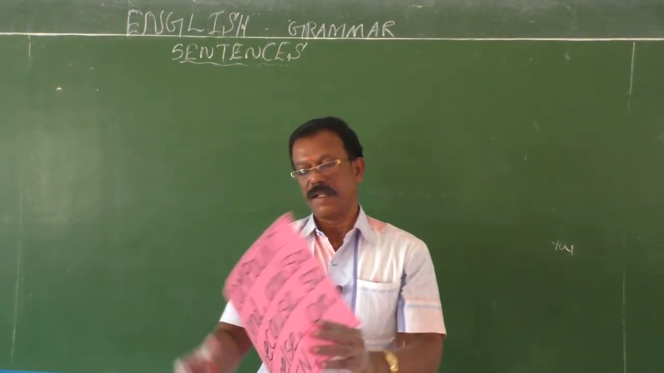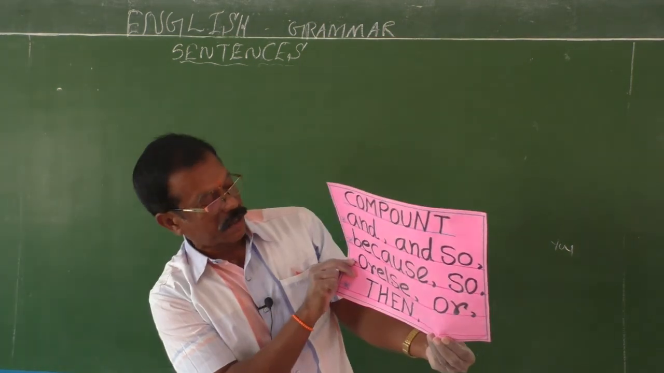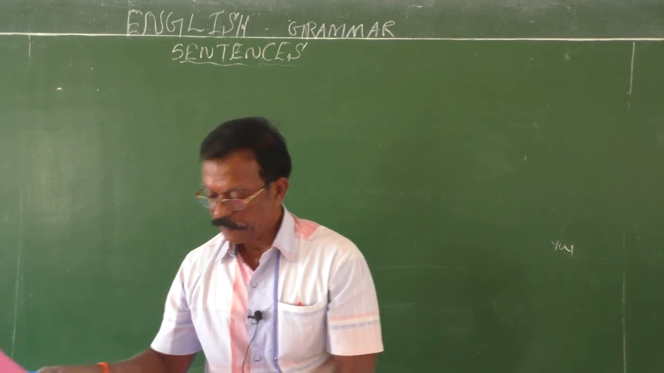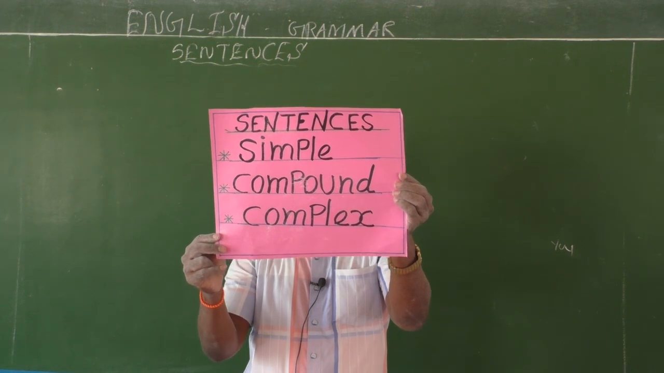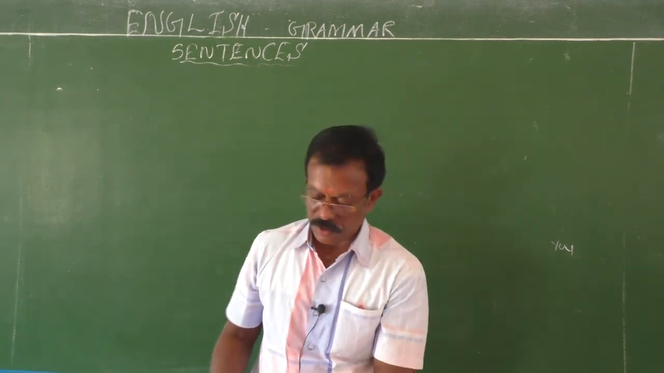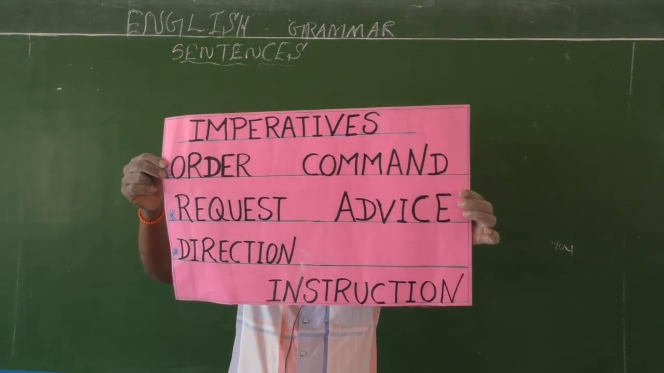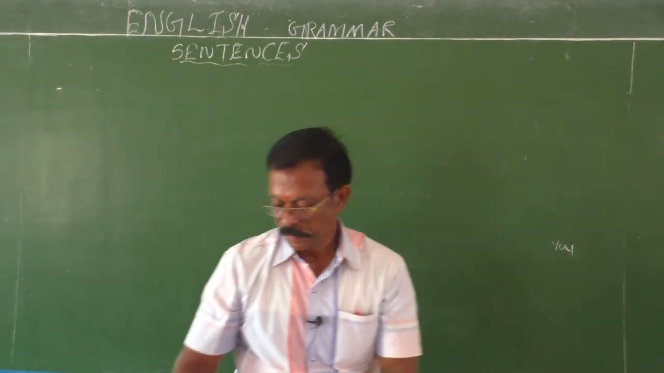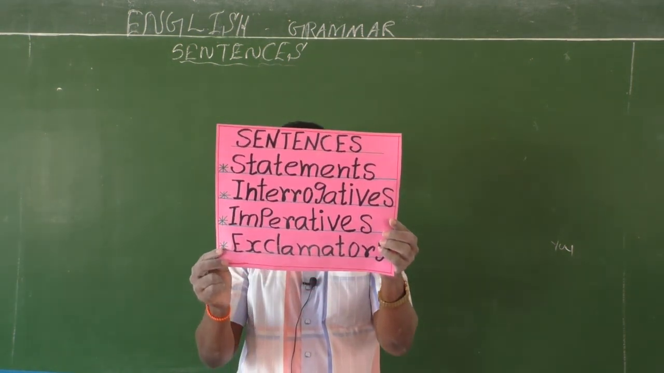Then these are compound sentences. These coordinating conjunctions are used to frame compound sentences. Then these are the types of sentences, structural classification: simple, compound and complex. Then this big chart shows imperatives, kinds of imperatives: order, command, request, advice, directions and instructions. And then the last one, sentences, kinds of statements: interrogative, imperative and exclamatory.